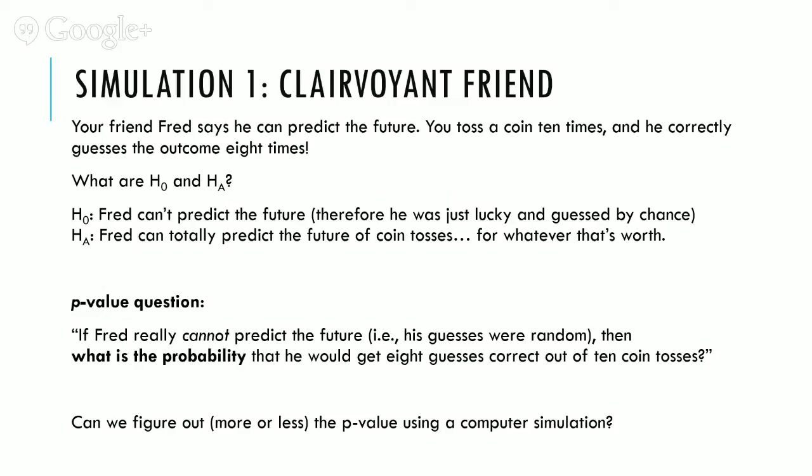So can we figure out a p-value, or something close to what the p-value would be, using a computer simulation? Now, in reality, we use this a lot in statistics when we can't really work out the formal theoretical probabilities easily. We just simulate a whole bunch of times and say how many times it happened this way.